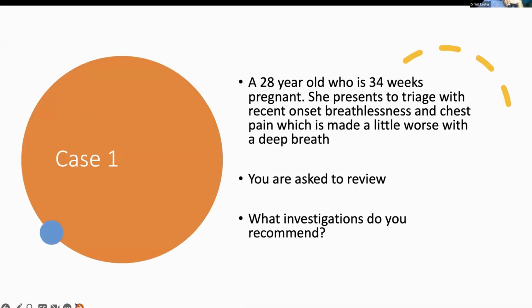Next slide. So let's go into a case. This is a 28-year-old who is 34 weeks pregnant. She presents to triage in her obstetric unit with recent onset breathlessness and chest pain, which is made a little worse with a deep breath. Classically, pleuritic chest pain should be on shallow breathing, but it doesn't always work like that. Breathlessness is obviously very common, especially in later pregnancy when the diaphragm's being pushed up. And you're asked to review what investigations you recommend. Now, that's obviously rhetorical. I'm not going to ask you to tell me that.